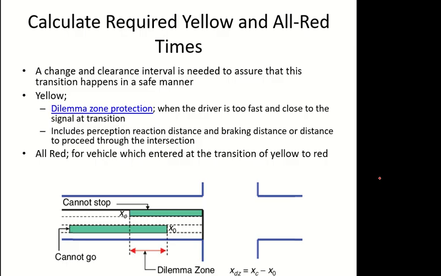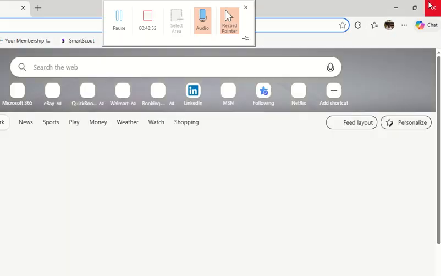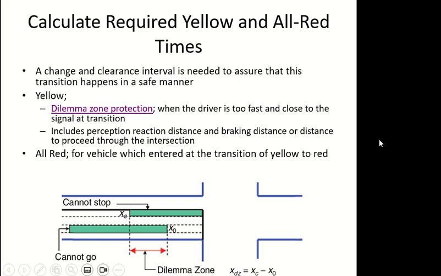If you look at the slides, you can see a dilemma zone, dilemma zone protection text here, and it has a link. You can go to this link and maybe the video will play. Anyways, you can search for it on the internet as well. Can I play it? Let's see. No, I cannot. Anyways, let's close it. But you get the idea.